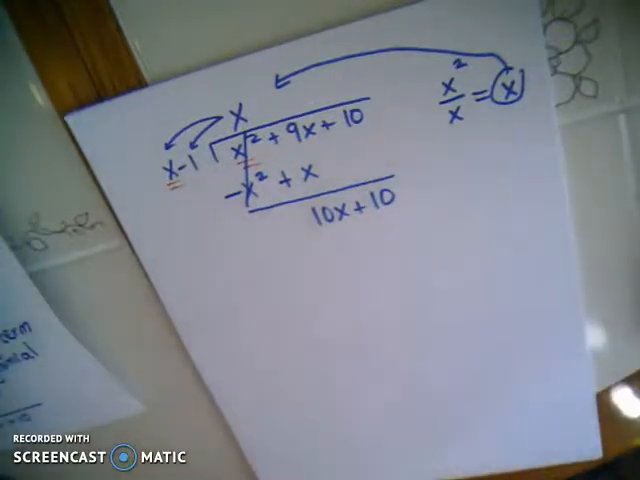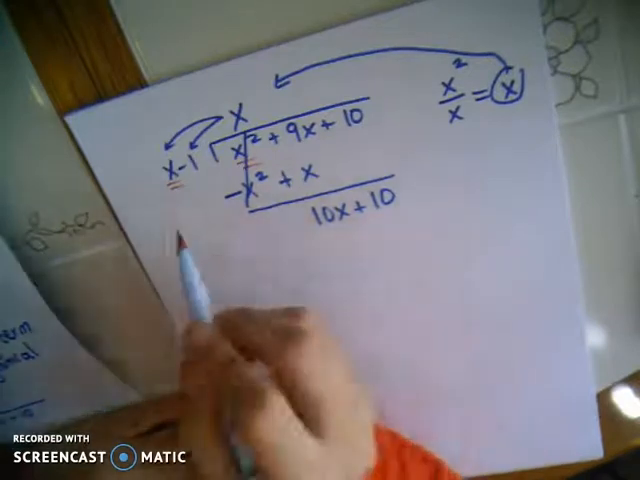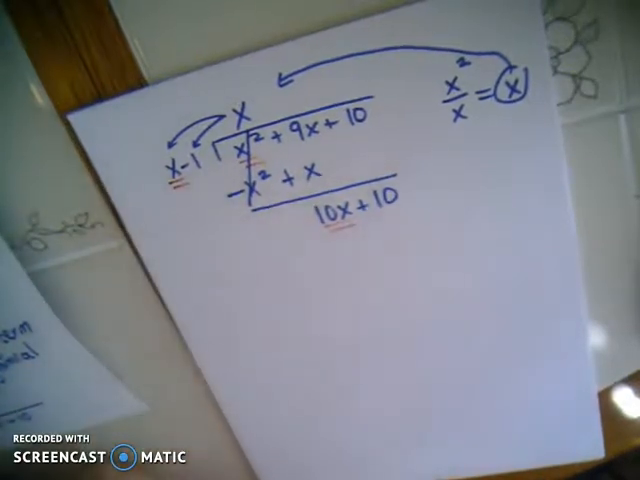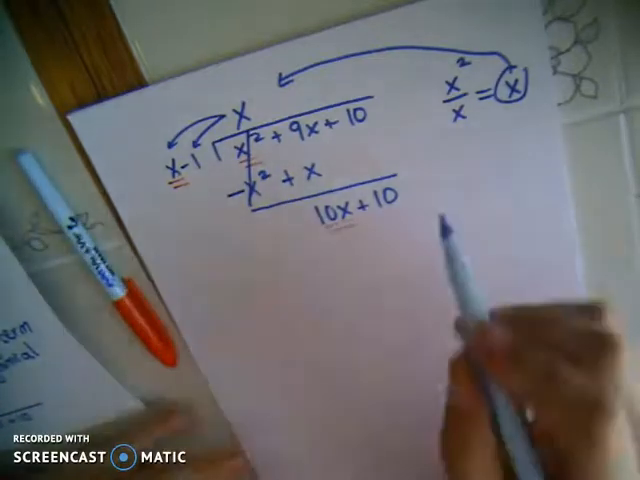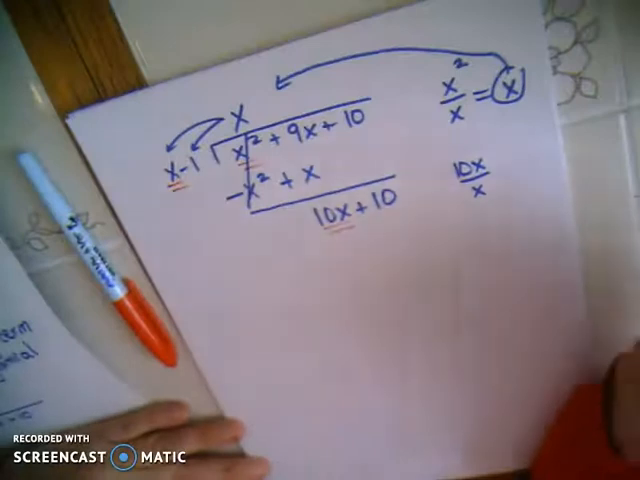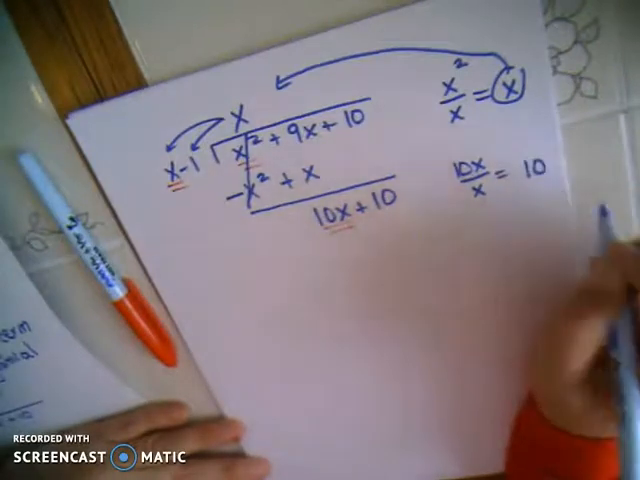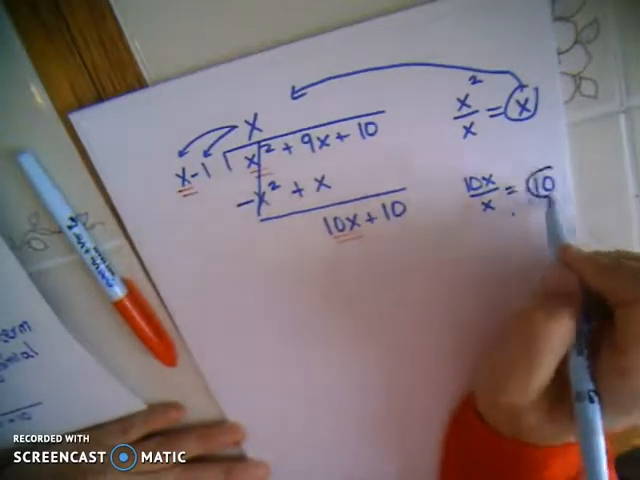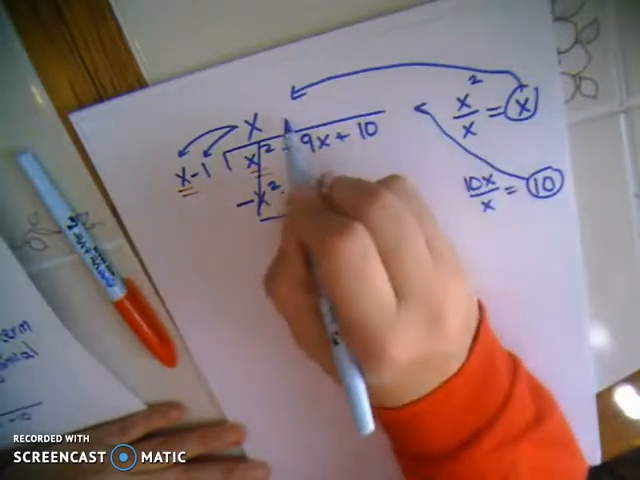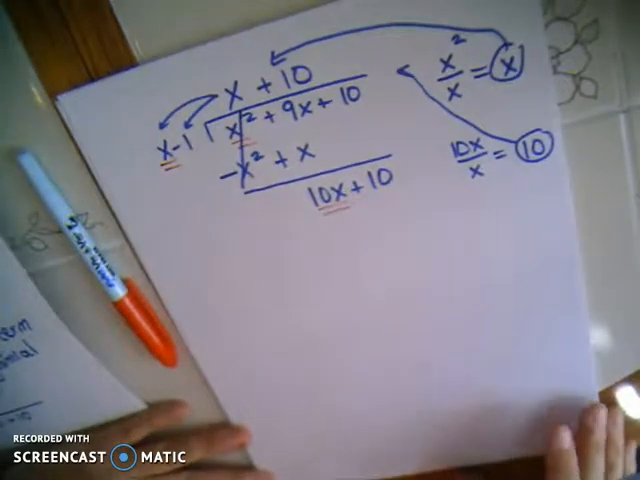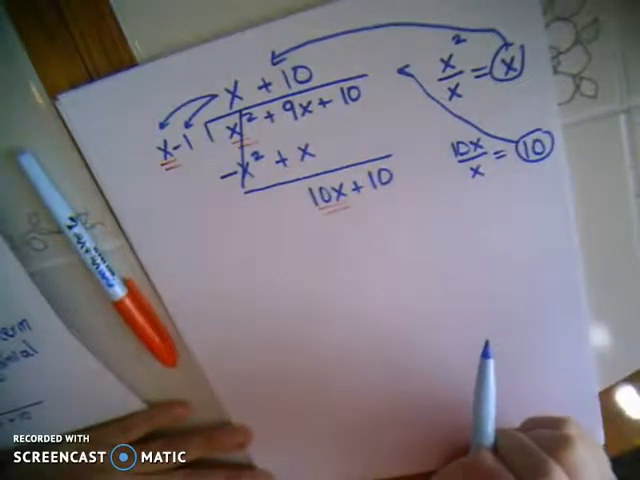Do my divide, multiply, subtract again. So now I'm going to take my first term and my first term and divide those. And off to the side, if you want to, you can write 10x divided by x. And that simplifies to just 10. And it's a positive 10. So this is going to go up as part of our answer. And we're done with the divide step.